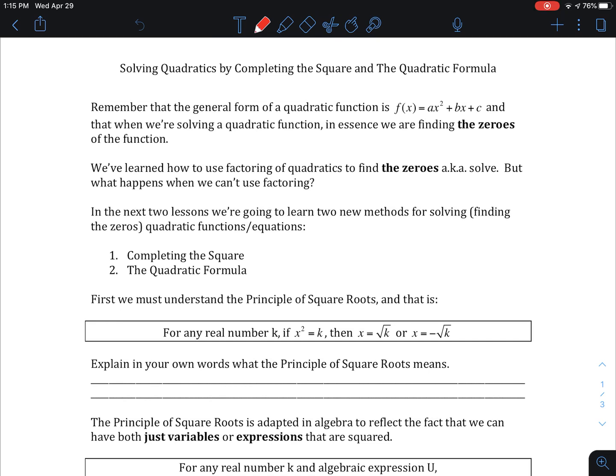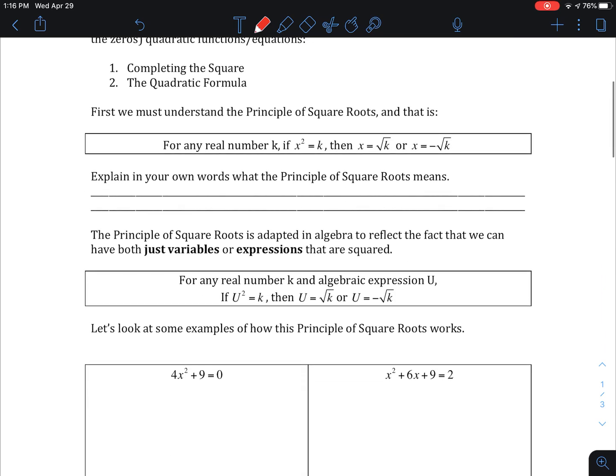Okay, and I want you to remember that essentially what we're doing when we're solving a quadratic is finding what are called the zeros of the function, if it's a function, or finding the x-intercepts, or where it crosses the x-axis. So let's remember that the standard form, or the general form, of a quadratic function looks like this: f of x equals ax squared plus bx plus c. And if we're solving a quadratic, we need to make sure that that quadratic is equal to 0 because we're finding the zeros of the function.